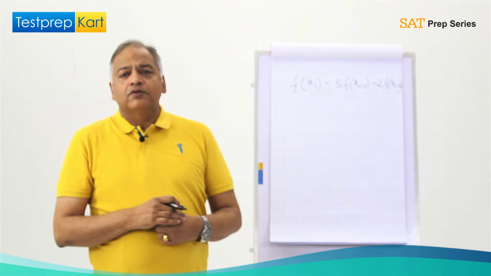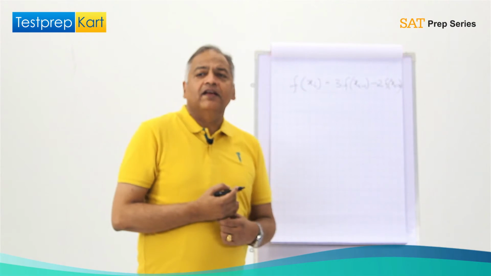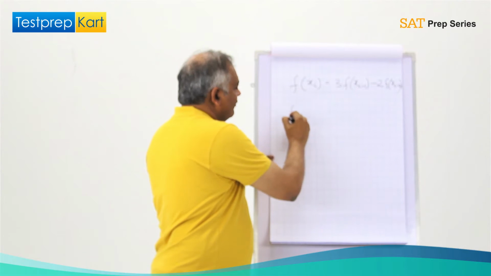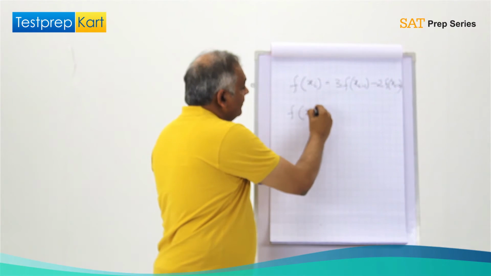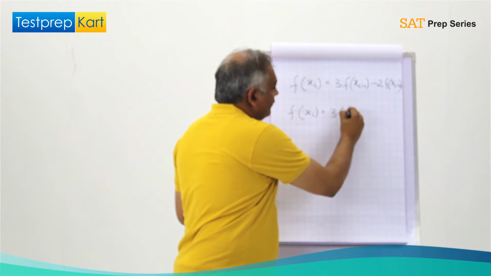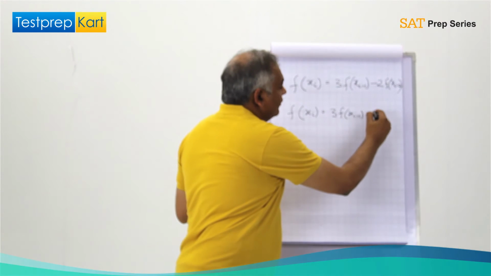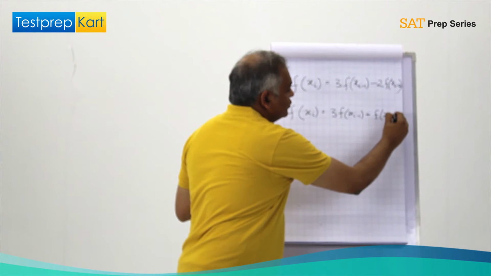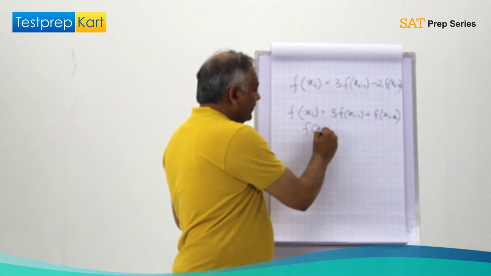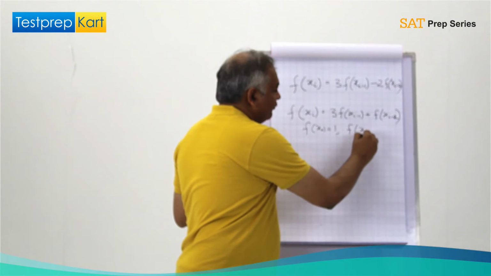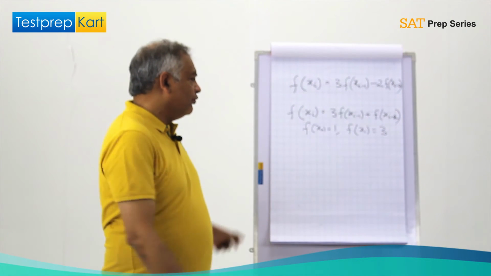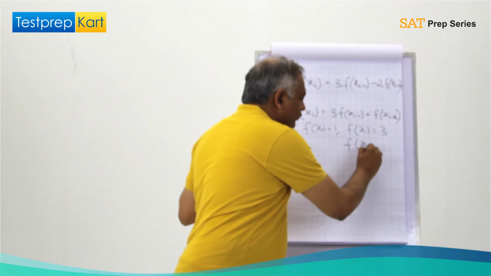Let's take one example to clear the point what exactly a recursive function is. Let's take a function which is something like this: f of x_i is equal to 3 f of x_{i-1} plus f of x_{i-2}. Now, what we'll do is we'll take f of x0 equal to 1 and f of x1 equal to, let's say, 3. Now, we have to find the value of, let's say, f at x4.